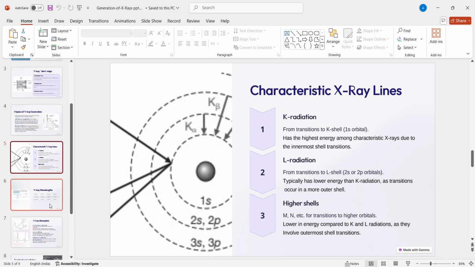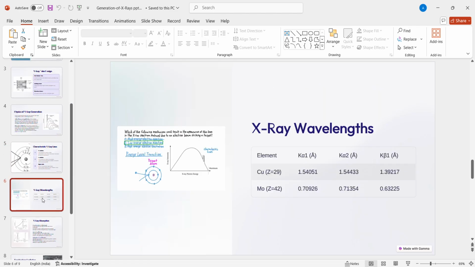Next we will study X-ray wavelengths, and how they vary with atomic number. To compare, we have taken two elements: copper and molybdenum. Copper's atomic number is 29 and molybdenum's atomic number is 42. We compared the wavelengths of K alpha 1, K alpha 2, and K beta 1. The wavelength for copper is more than for molybdenum. So we can say that as the atomic number increases, the wavelength decreases.